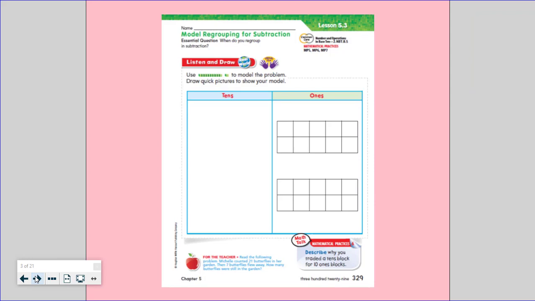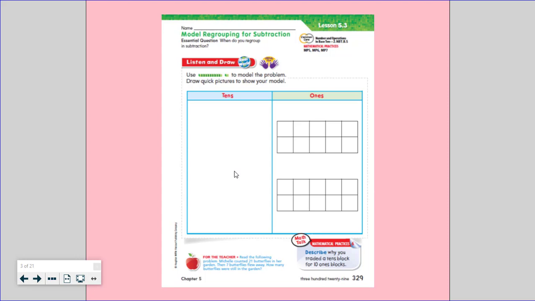I'm on page 329 in your math book. And so our essential question is on this page as well. When do you regroup in subtraction? And if you have your base 10 blocks, you can use your base 10 blocks. You don't have to. We can draw quick pictures as well. But it says use your base 10 blocks to model the problem, then draw quick pictures to show the problem. So here's the problem I want you to model. Michelle counted 21 butterflies in her garden. Then 7 butterflies flew away. How many butterflies are still in the garden?